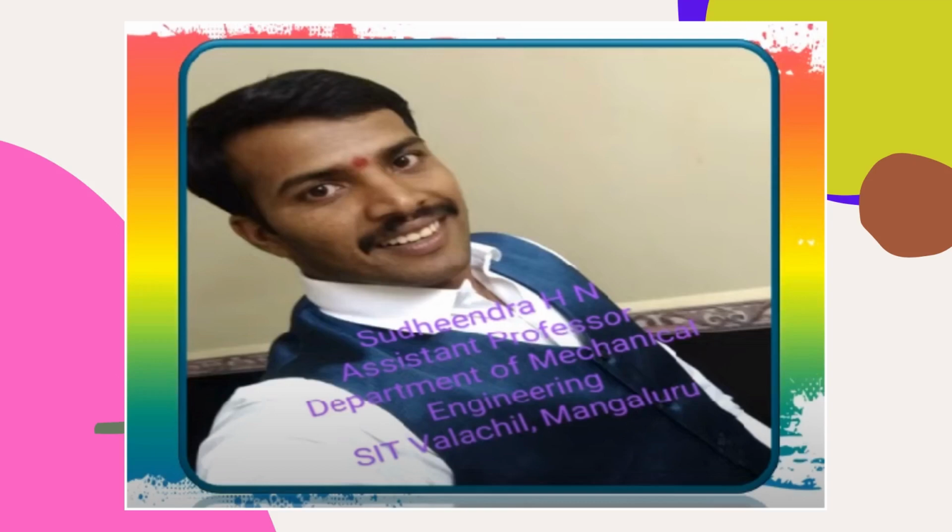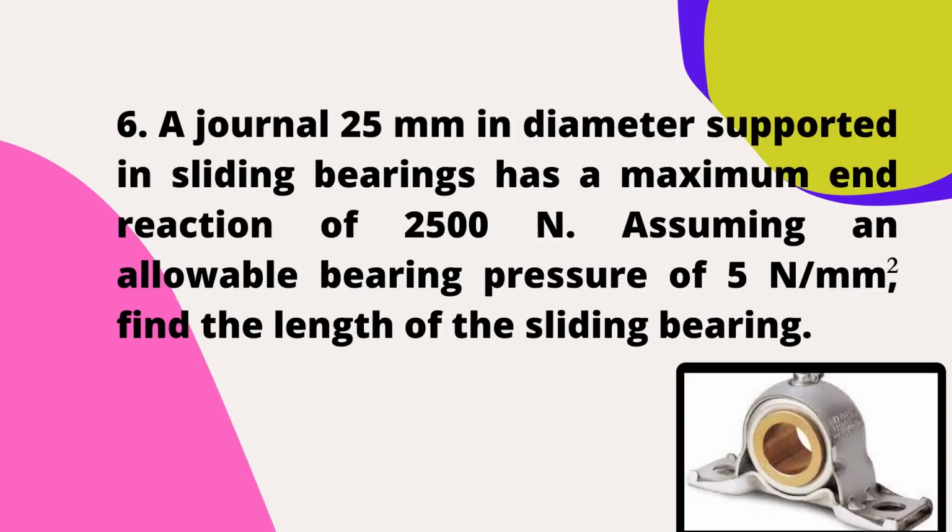With this, we'll do a small effort by learning one of the problems in DME 1, Design of Machine Elements 1, a problem on static stress. The problem statement goes like this. A journal 25 mm in diameter supported in sliding bearings has a maximum end reaction of 2500 Newton. Assuming an allowable bearing pressure of 5 Newton per mm square, find the length of the sliding bearing. So here is a problem which belongs to sliding bearing, and the problem statement is given in this fashion.